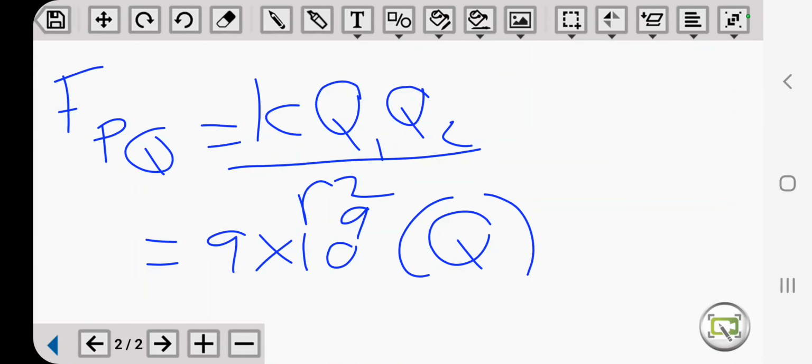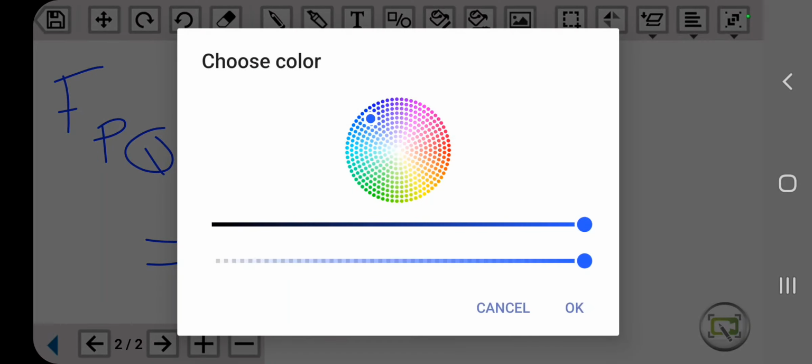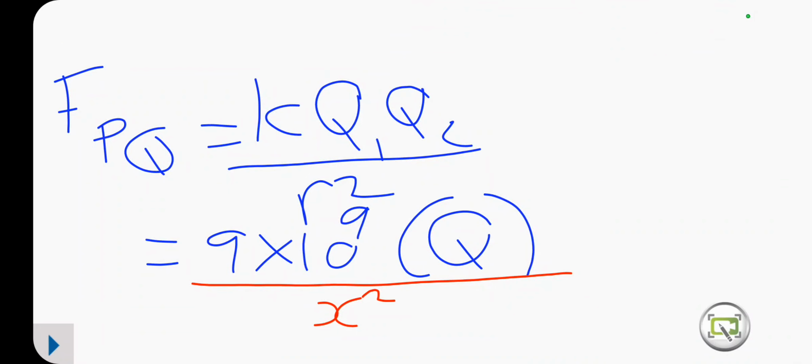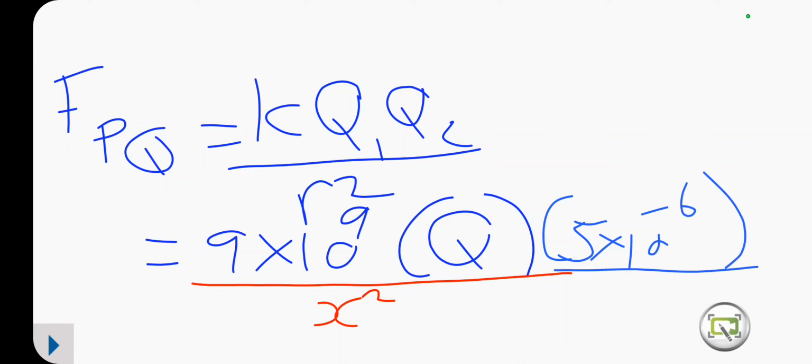Let me just go back there. The distance between P and Q is x. We do not know what Q's value is. Therefore, we're going to work with simultaneous equations. We are going to look at at least two equations, in other words, between P and Q, as well as Q and V. So we have an unknown capital Q, but P is 5 times 10 to the negative 6. There you go. So that is our first one.